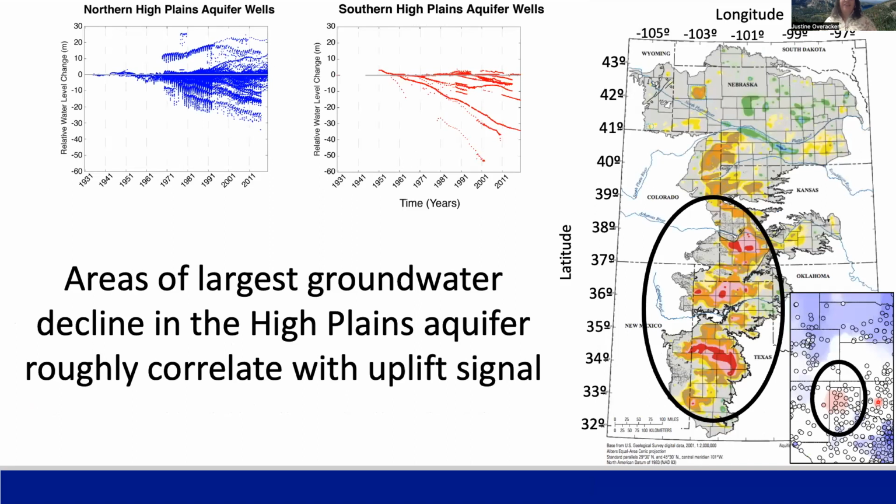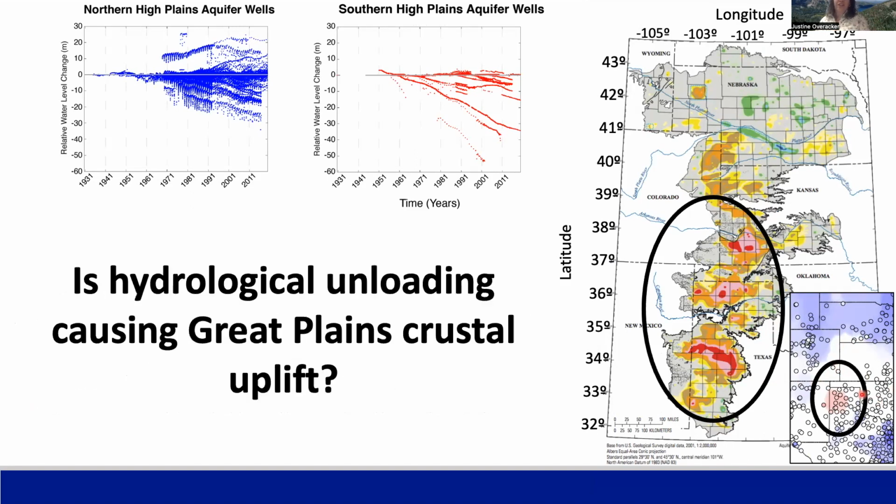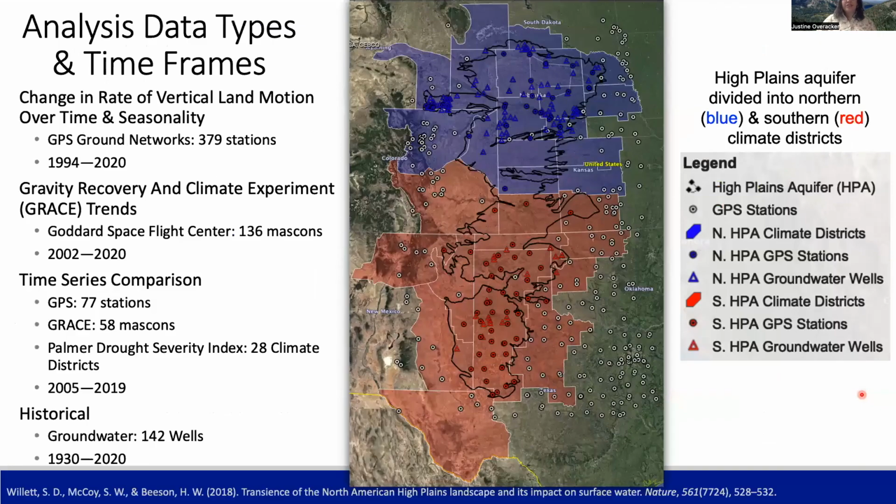So, noticeably, areas of largest groundwater decline roughly correlate with the uplift signal. And this begs the question, is hydrological unloading causing Great Plains crustal uplift? To help answer this question, we use several different data types to investigate vertical land motion of the Great Plains region and the relationship to the High Plains Aquifer.